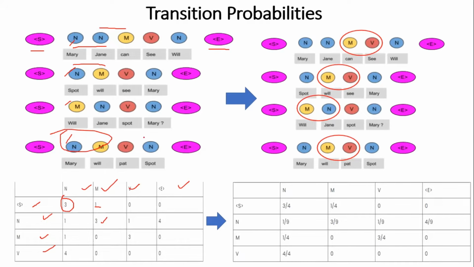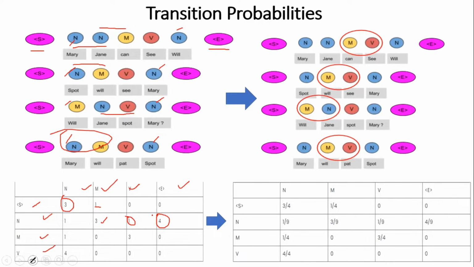Now noun verb. So where we have noun verb sequence? Here. So we have only one possibility. So that becomes 1. Noun followed by end. So how many times we got noun at the end? So here 1, 2, 3 and 4. So this value will be 4. In the same way, you can do it for modal noun combination, modal, similarly verb noun combination, verb modal and so on. So from this, you'll get this table.